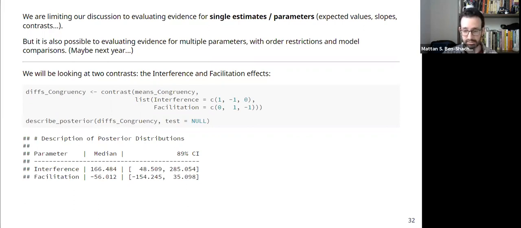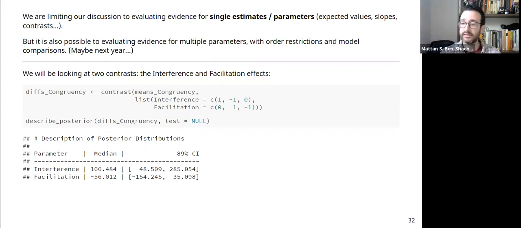Now, anyone who's maybe familiar with looking at a confidence interval and seeing if the zero falls within it and rejecting the null according to that, you might be getting some sense of what's going on here. But let's explore that using the Bayesian way.